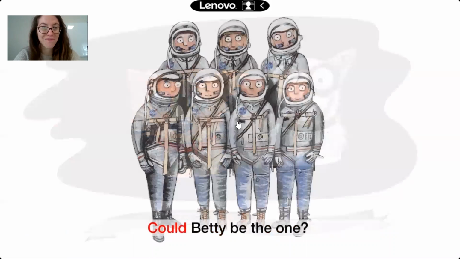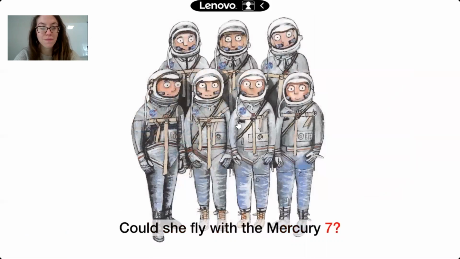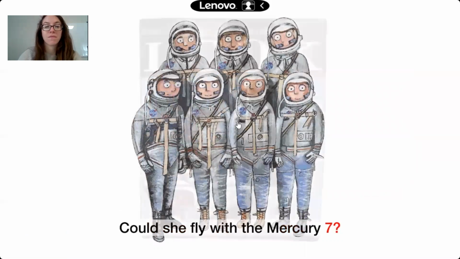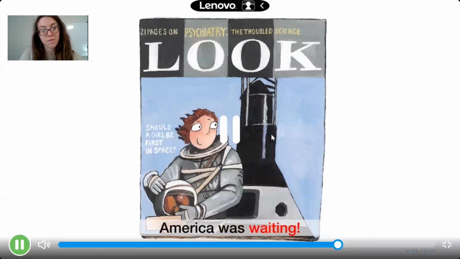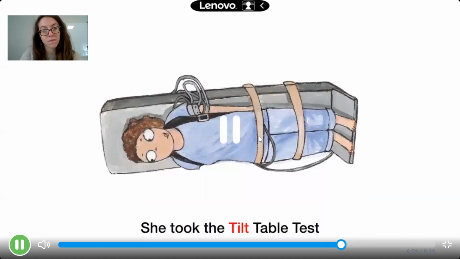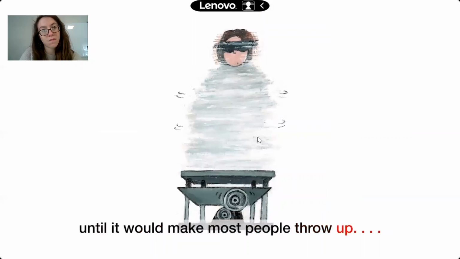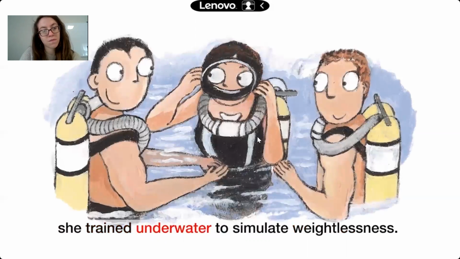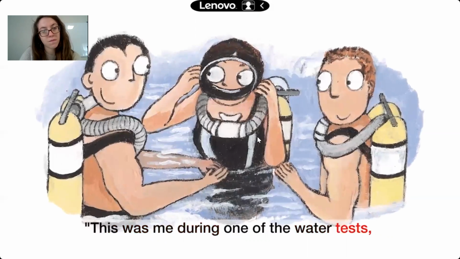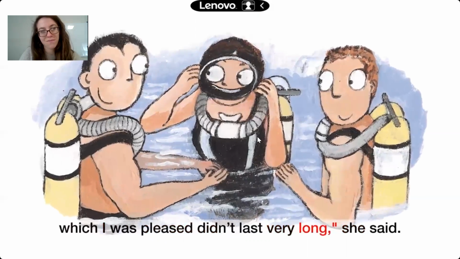Could Betty be the one? Could she fly with the Mercury 7? Look magazine put Betty on the front cover. America was waiting. Betty did all sorts of training. She took tests to check her. She spun in a chair, and she trained underwater, even though Betty didn't know how to swim. These were tests, which I was pleased didn't last very long, she said.